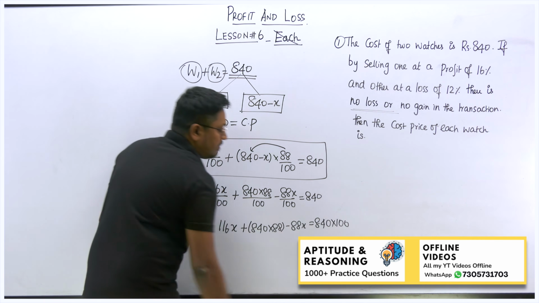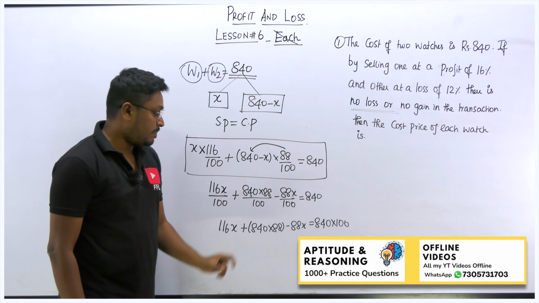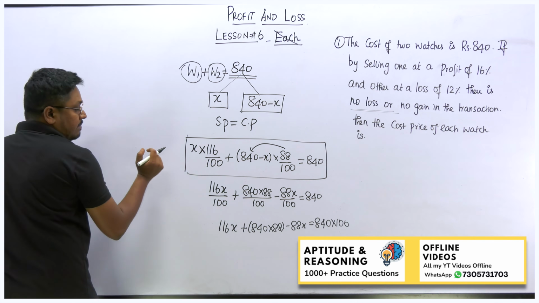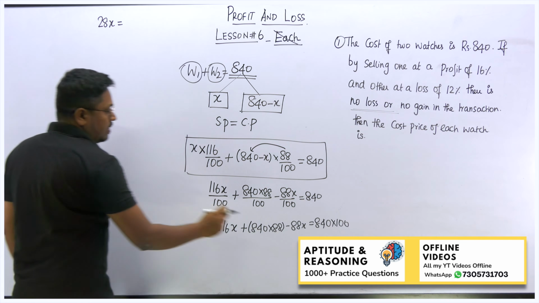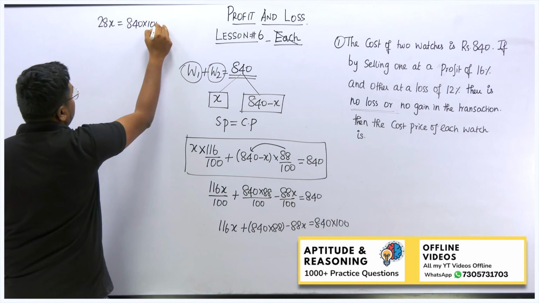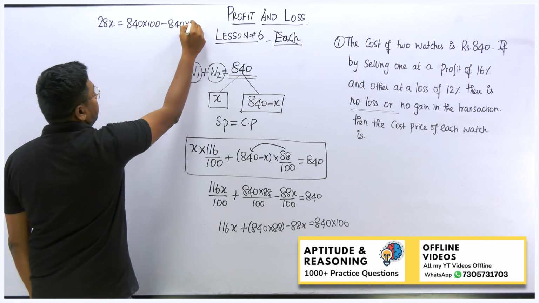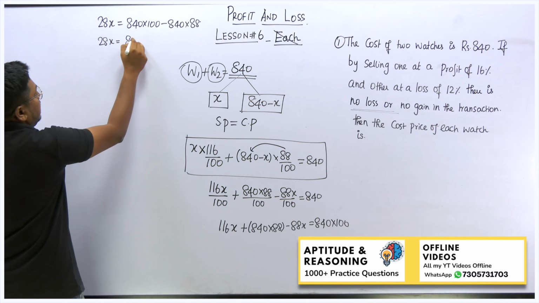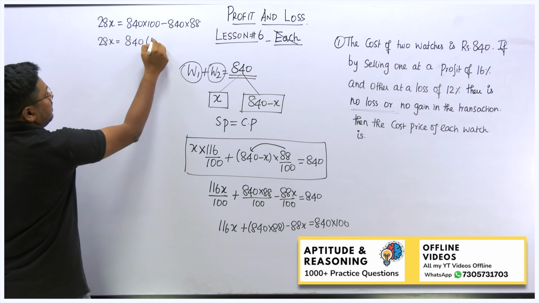So friends, understood this step, right? By taking LCM as 100, multiplying with the right hand side. So now 116 minus 88, which will be 28x, is equal to 840 into 100 minus 840 into 88. Right? So now 28x is equal to, take 840 outside, 100 minus 88. 100 minus 88 will be 12.